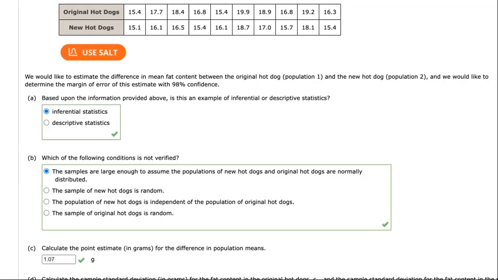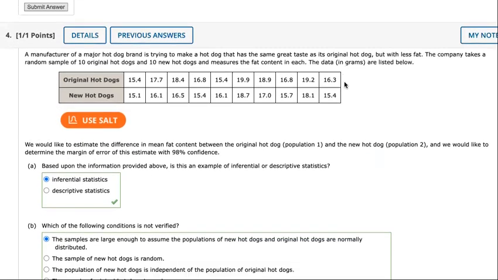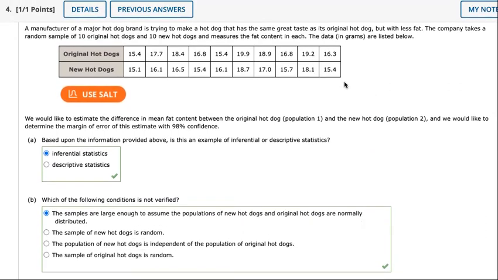Part B. The samples are large enough to assume the populations of new hot dogs and original hot dogs are normally distributed. So this is not verified because let's take a look at the sample size. The sample size is only 10 hot dogs. That's not a very large sample size. So we cannot really assume normal distribution.